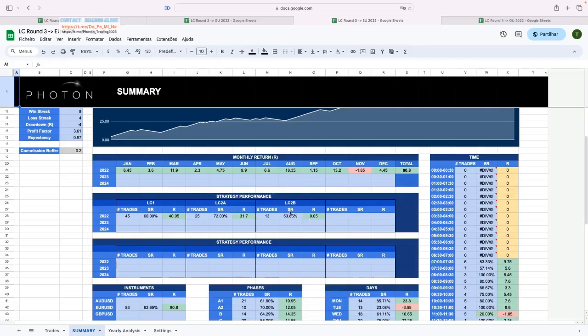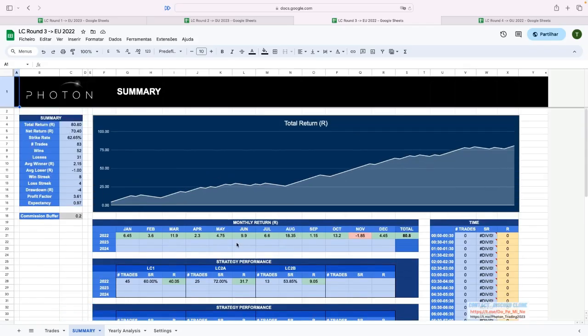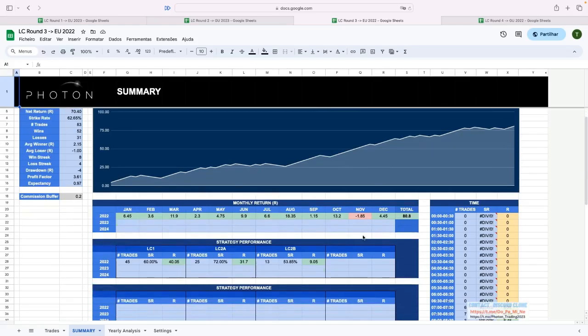Okay, so what I like is the strike rate above 50%. I will take it. Very, very nice. And yeah, that was a decent year. Some negative months here, which for me is not a big deal. Again, I don't focus on monthly returns. I'm much more interested in quarterly returns and year returns. I don't think on a month-to-month basis. You can't think on a month-to-month basis.